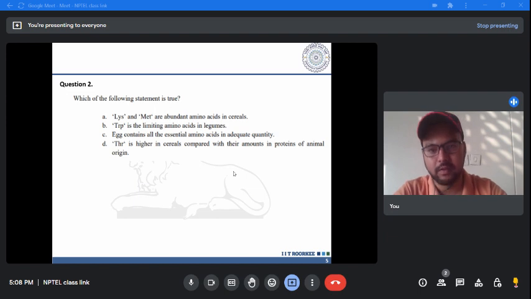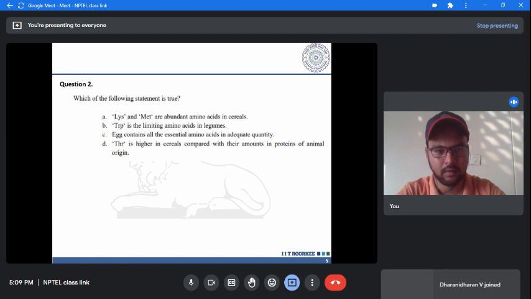So you need to answer which kind of amino acid. There are 20 amino acids present. If you know, please write in the comment box. Basically, these questions are memory based, as I told you in the last question also. So you must pay attention to the classes if you are attending.